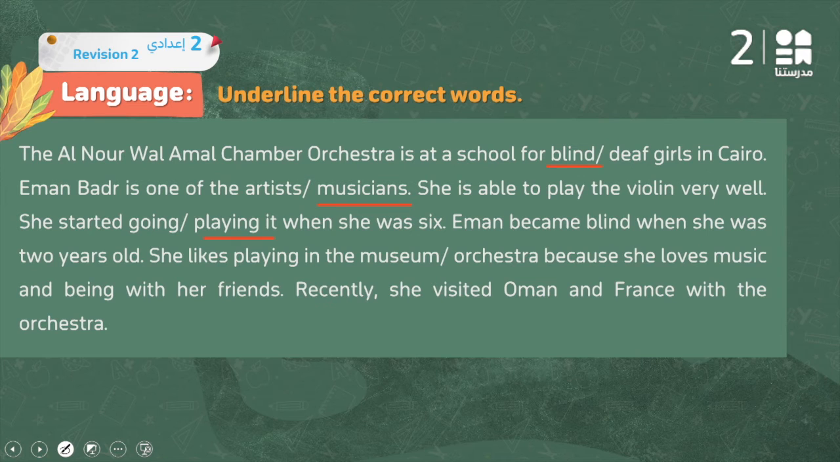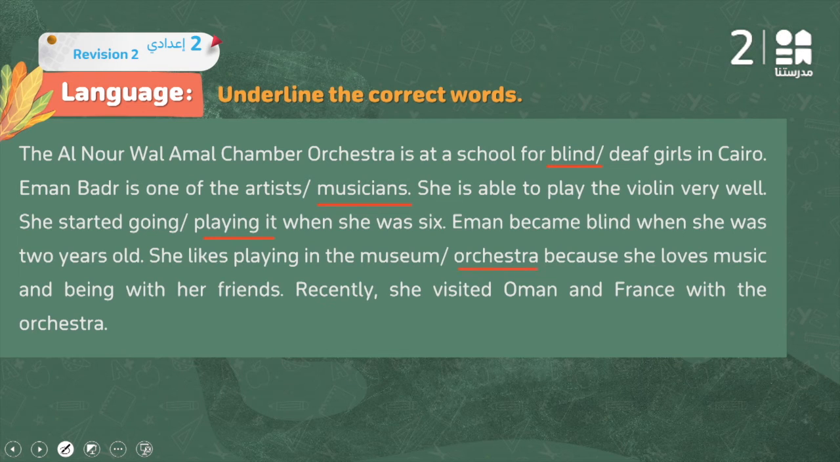Iman became blind. Iman أصبحت من المكفوفين. When she was 2 years old, يعني لما كان عندها سنتين, she started not to see anything. She likes playing in the museum or orchestra because she loves music and being with her friends. Of course, she likes playing in what?